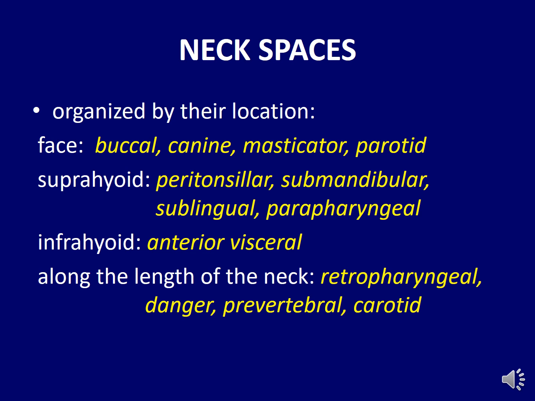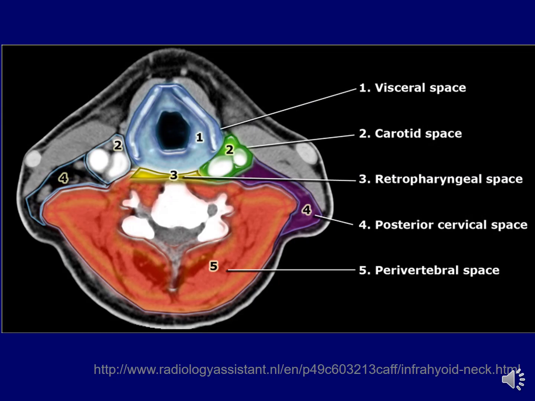In the face, we have the buccal, the canine, the masticator, and the parotid space. In the suprahyoid region, we have the peritonsillar, submandibular, sublingual, and the parapharyngeal space. In the infrahyoid region, we have the anterior visceral space. And along the length of the neck, we have the retropharyngeal, the danger, the prevertebral, and the carotid space. This is a neck CT scan in axial cuts, showing us the different spaces in their respective locations.